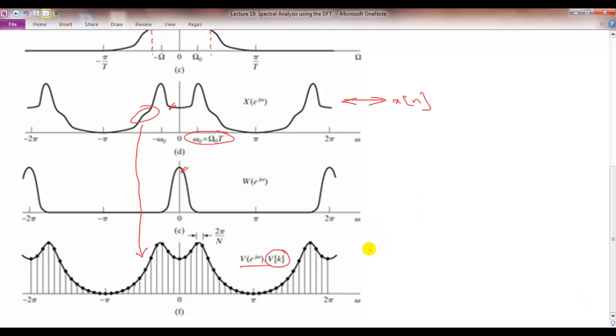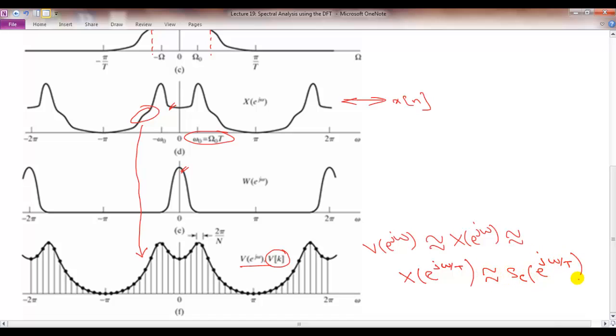if we say that V of e to the j omega was approximately equal to X of e to the j omega, which is approximately equal to S_c of, which is approximately equal to X of e to the j little omega over T, okay, because you are sampling that, which is approximately equal to S_c of e to the j little omega over T. There should be a capital T here, 1 over T, sorry.